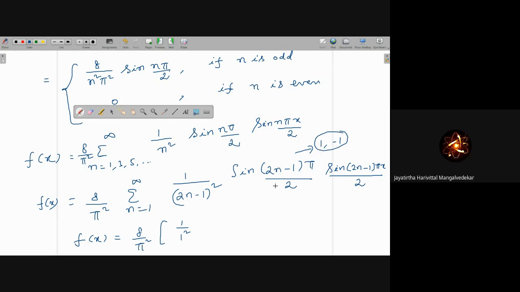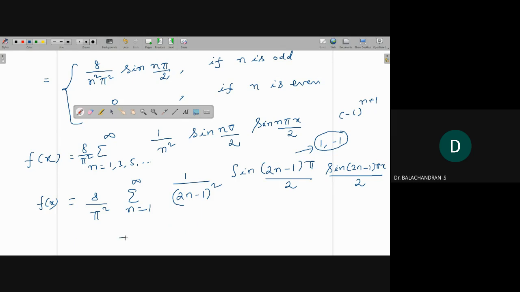Sir, can we write it as minus 1 power n minus 1? Yeah, this one, minus 1 power n plus 1. You can write that, because when n equal to 1, this is plus 1, and n equal to 2 means minus. Yes, you are right. So directly you can simplify this one.